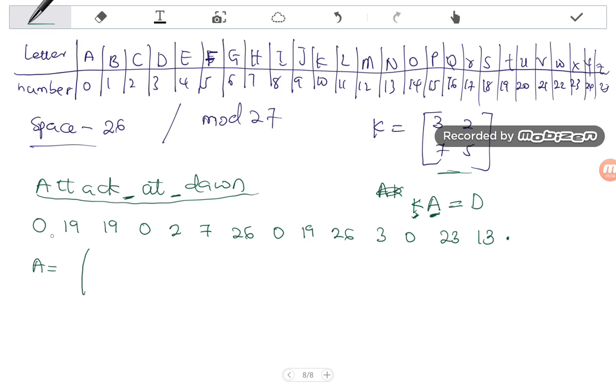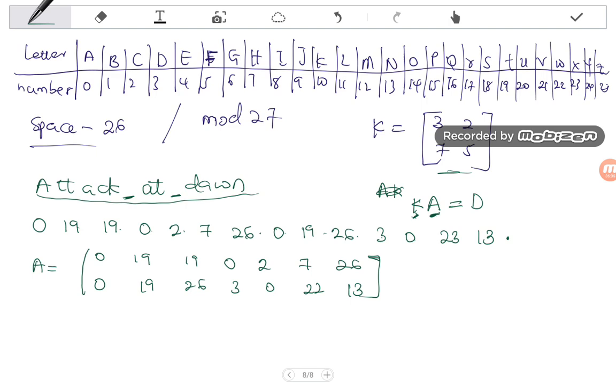So how many entries do I have here? 1, 2, 3, 4, 5, 6, 7, 8, 9, 10, 11, 12, 13, 14. Excellent. So I have 14 entries. If I'm going to have 2 rows, then I'm going to have 7 columns. So when I reach the 7th number, I move on to the next row. So I have 0, 19, 19, 0, 2, 7, 26, which is the 7th number. Then I have 0, 19, 26, 3, 0, 22, and then 13.